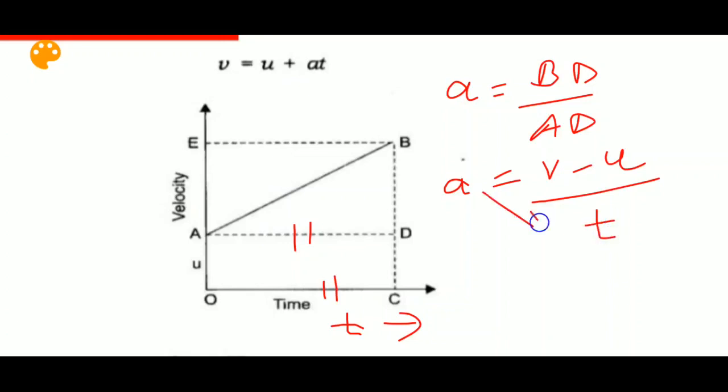After cross multiplication it will be at is equal to v minus u. On simplifying it will be v is equal to u plus at, which is the first equation of motion, where v is final velocity, u is initial velocity, a is the acceleration and t is the time taken for the change in velocity. So this is the derivation of the first equation of motion by graphical method.